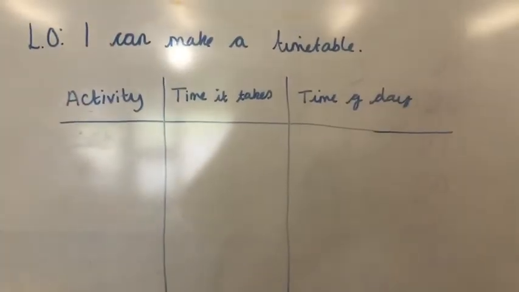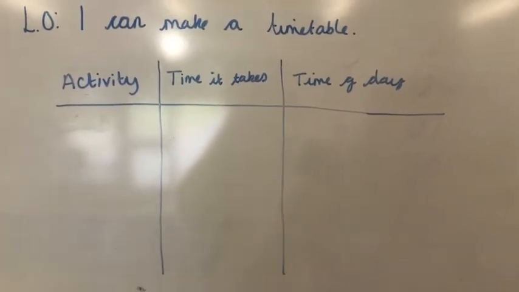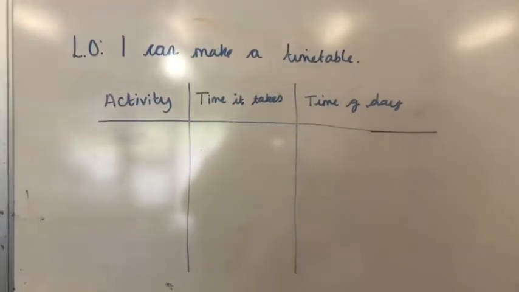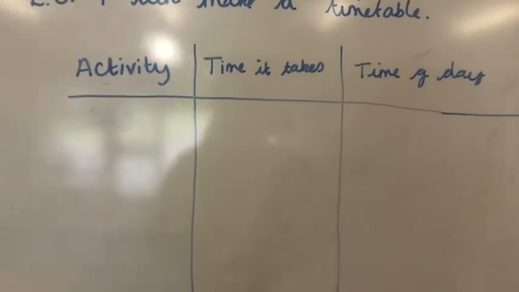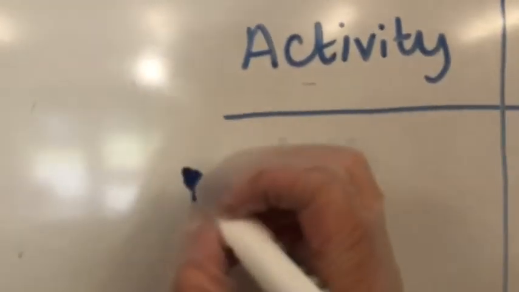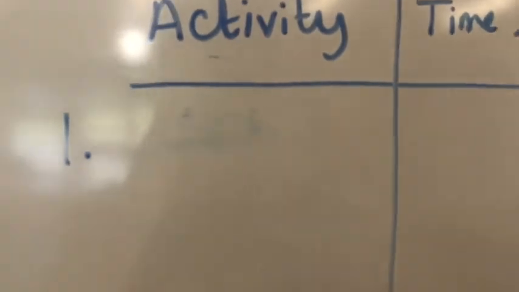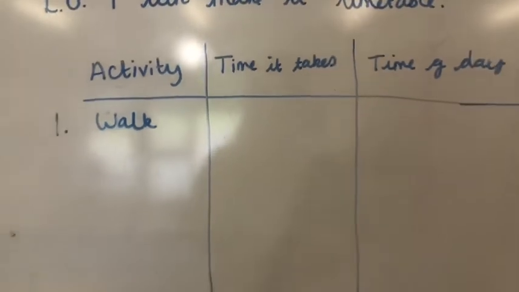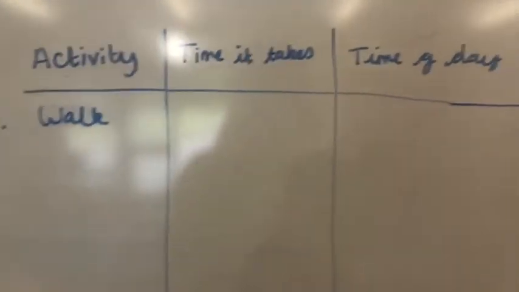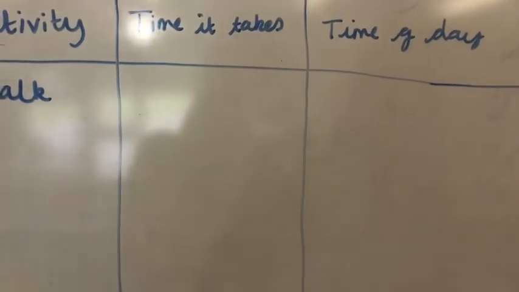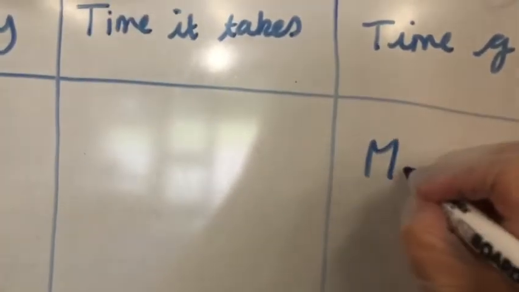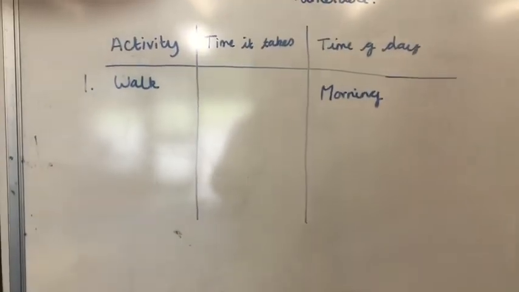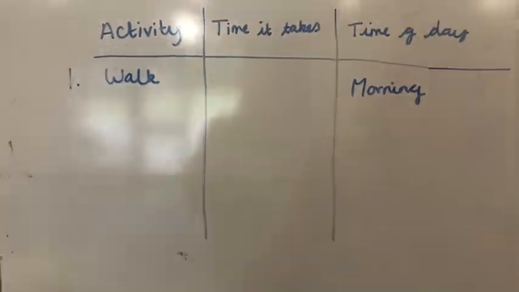Okay, so first of all, I'm going to show you an example. Okay guys, so as you can see that I've drawn out a timetable here. So it's got activity, time it takes, and time of day. So you're going to think about, first of all, what your activity is. So the first activity, so you can put a little number one there if you want. So the first activity that I do in a day is I go for a walk in the morning when I wake up. Then what I need to do is measure the time to see the time that it takes, and then right here the time of day. So I already know that because I go in the morning time, okay? So thinking about times of days, which we know. So let's go and time how long it takes. Ready?